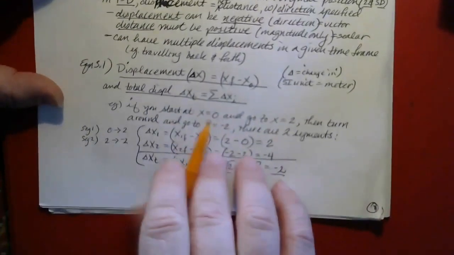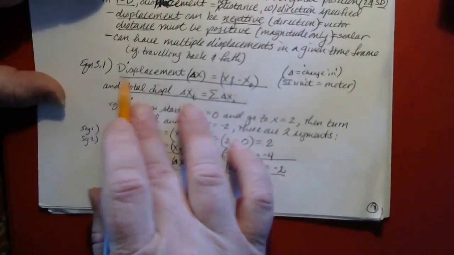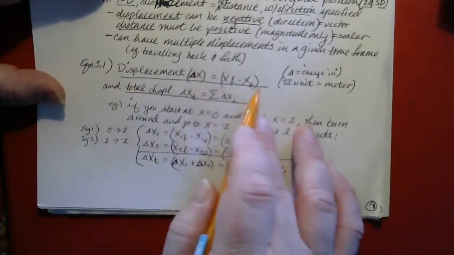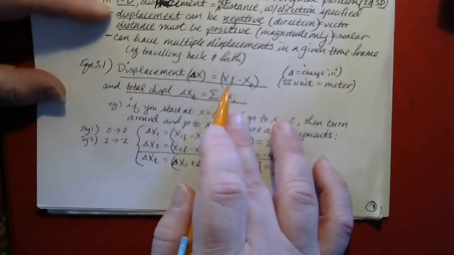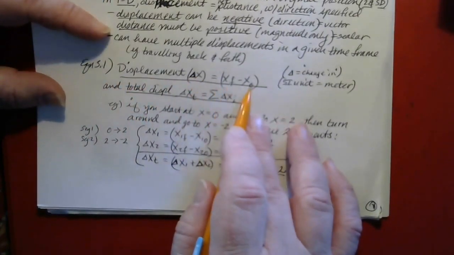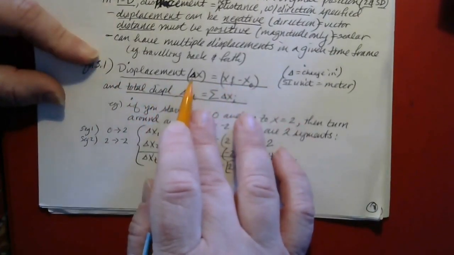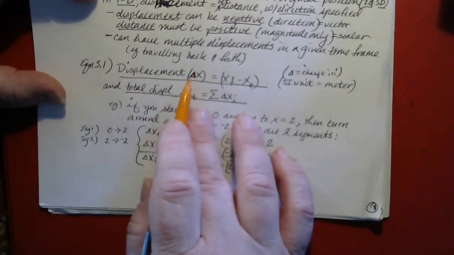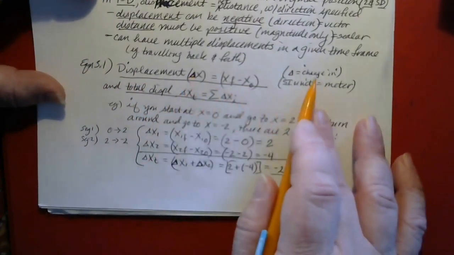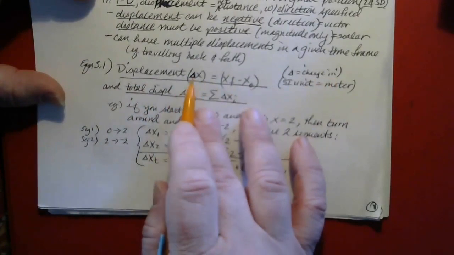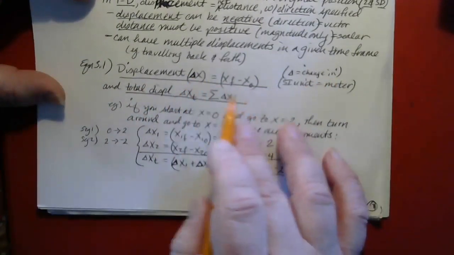Okay, so we can see equation 3.1. Displacement is just the final x position or the final x coordinate minus the original x coordinate. It's also called delta x sometimes. Delta, which is drawn as just a triangle, is the Greek letter which is often used to mean change in. So delta x is change in position.